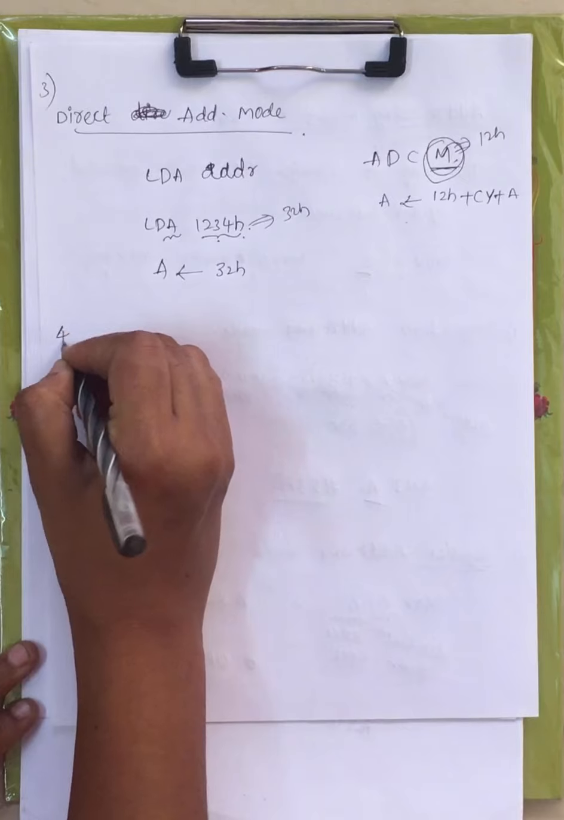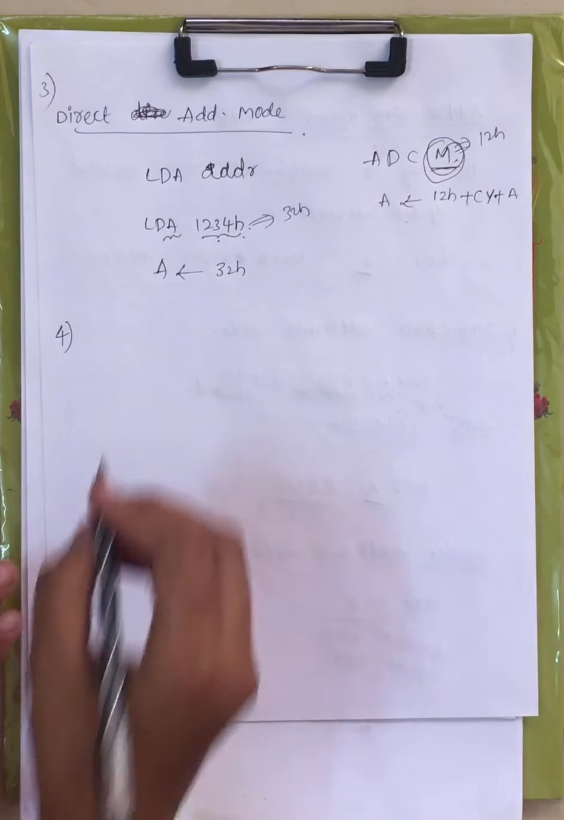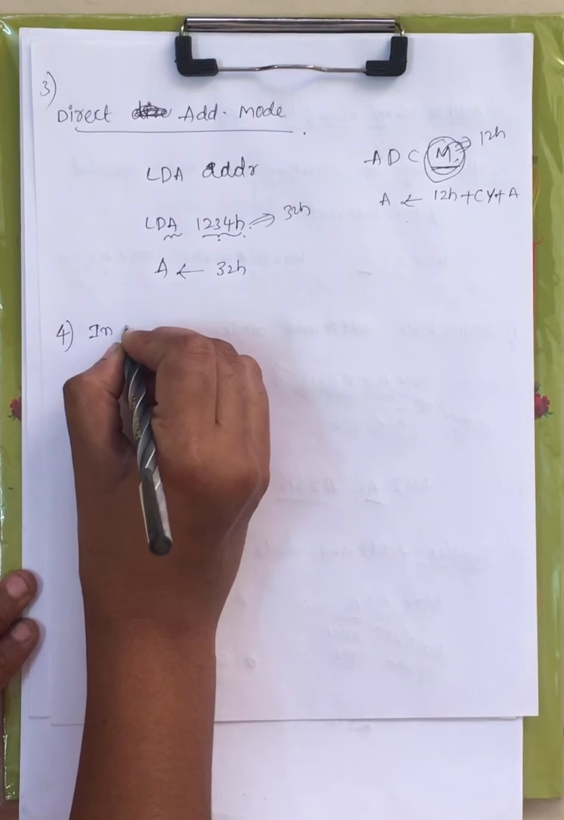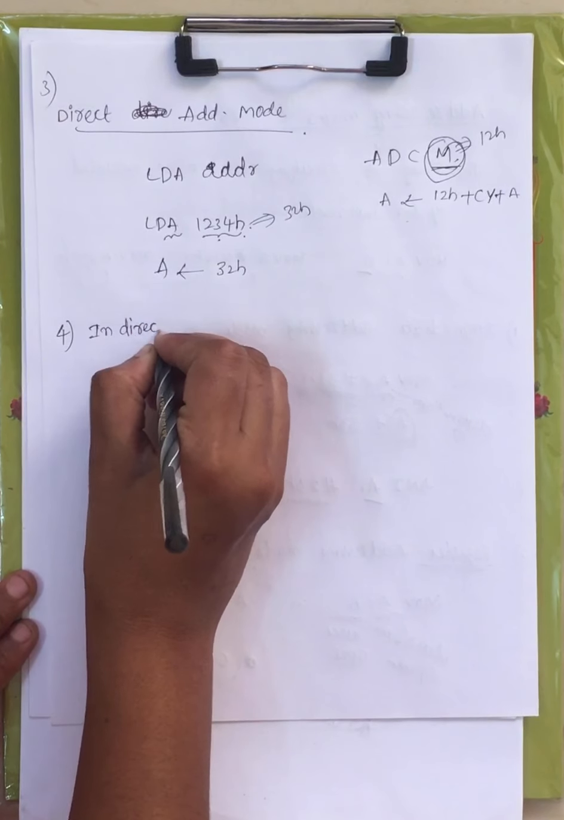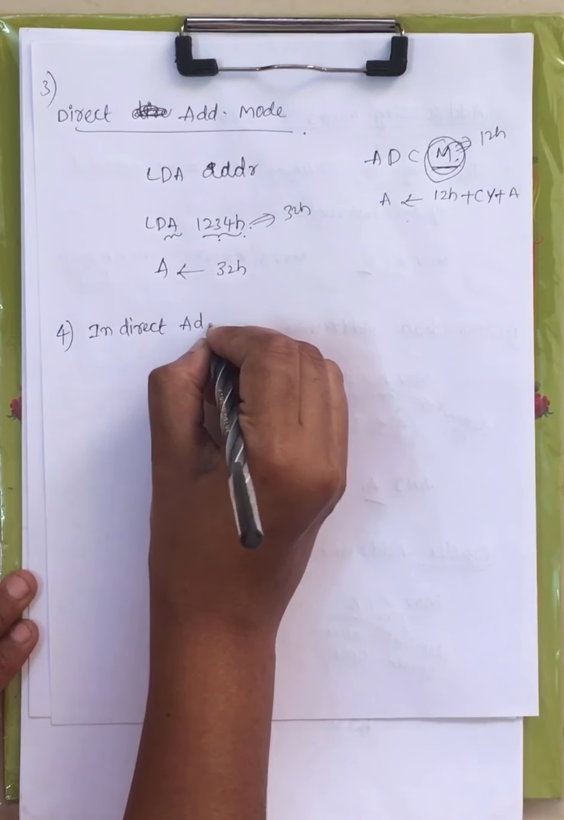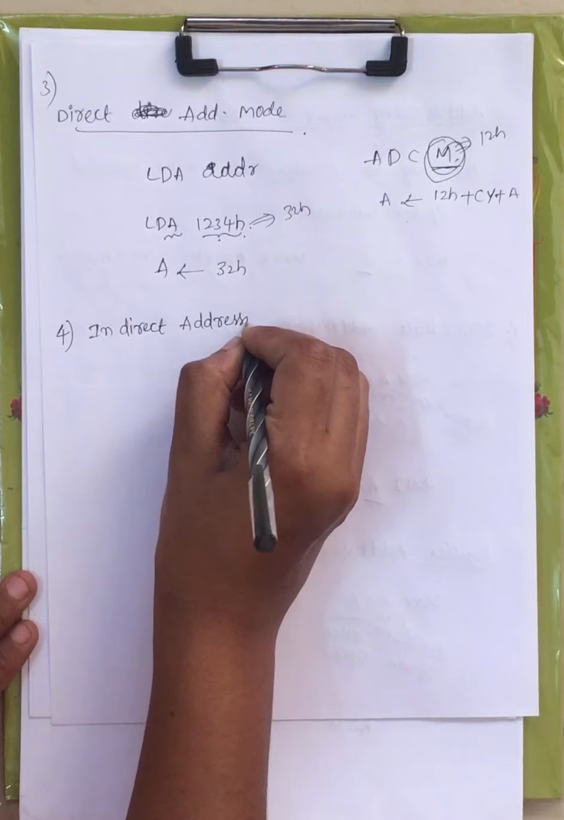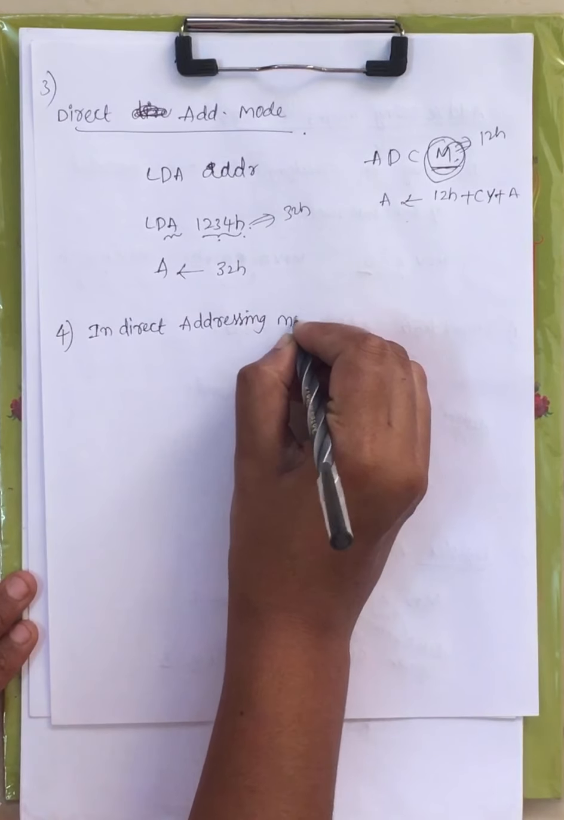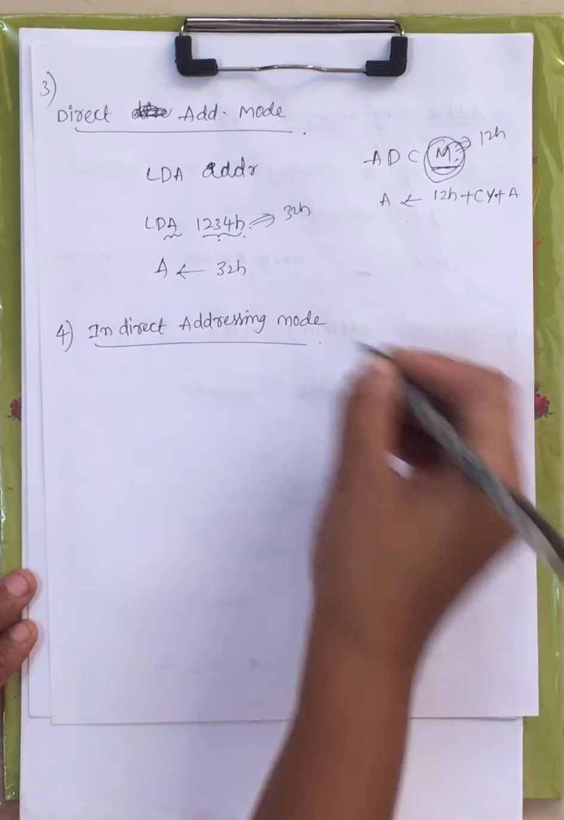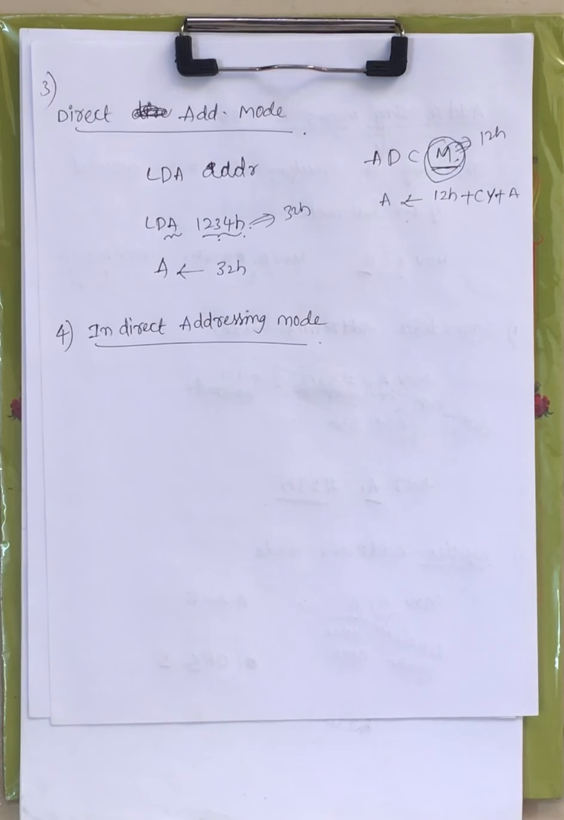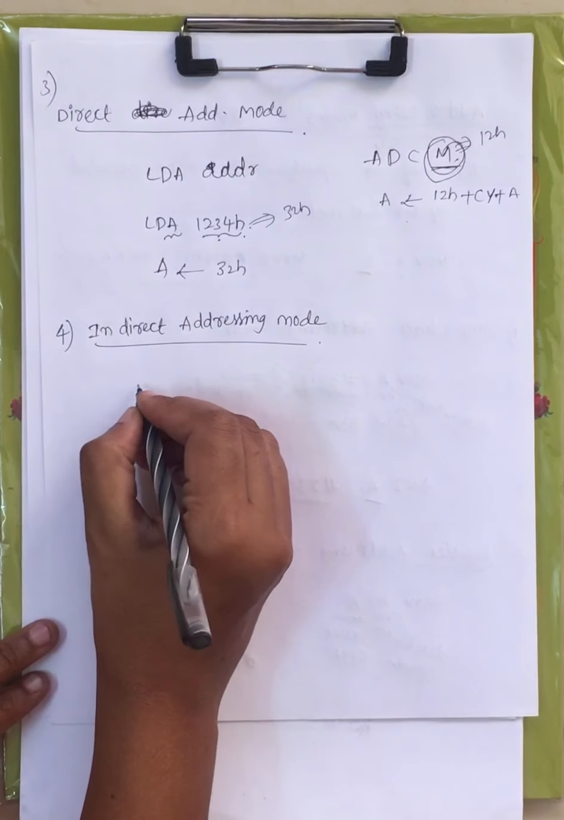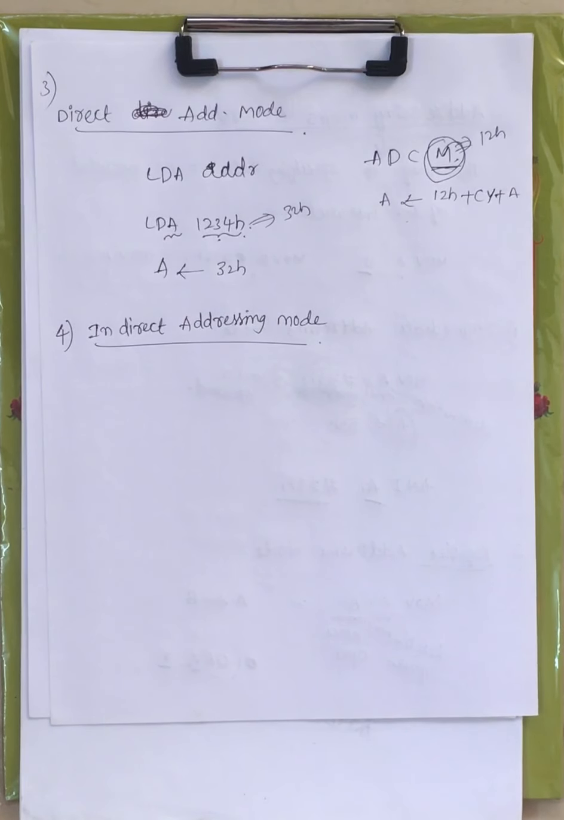Now coming to the fourth addressing mode, that is indirect addressing mode. The fourth addressing mode is indirect addressing mode. First I will give an example.